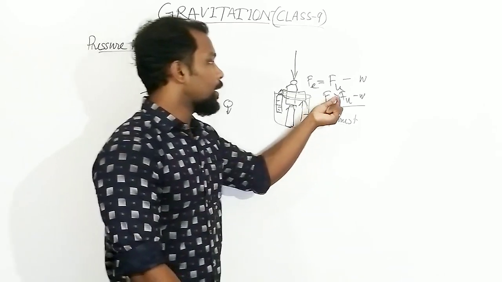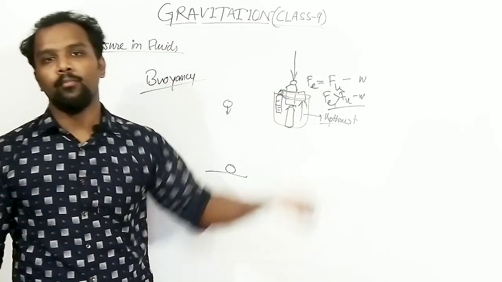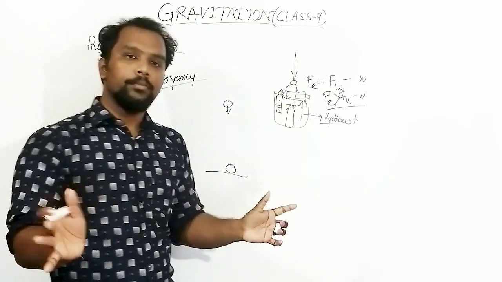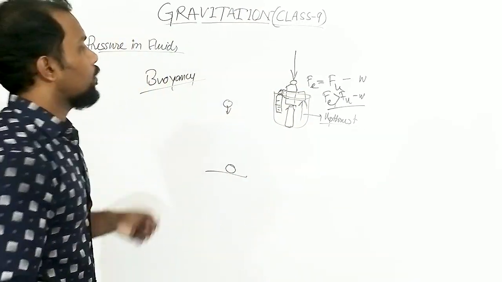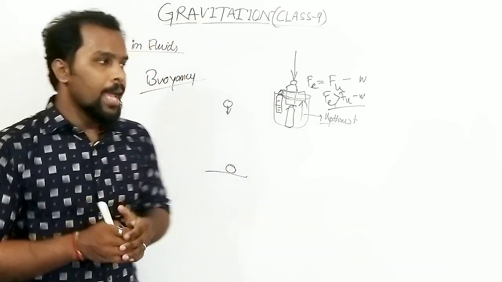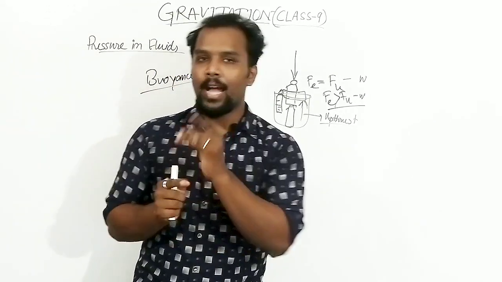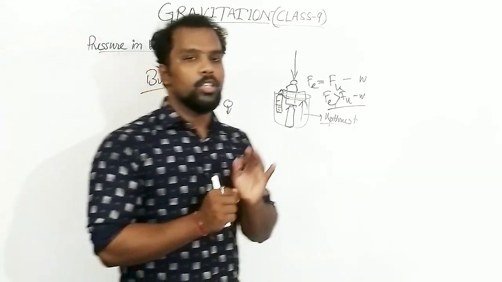If you just leave this bottle, or remove this external force, what is going to happen? The bottle will again move upward. This is the concept of upthrust, or buoyancy, or the pressure applied by the water. Again, with the help of this concept of buoyancy, you can say why a certain object is going to sink or float.